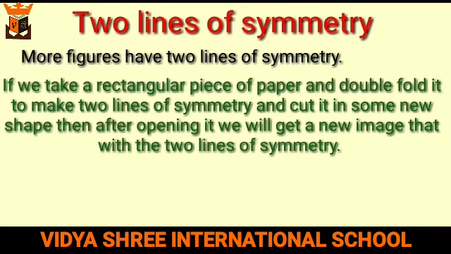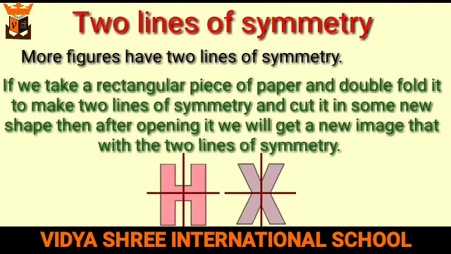If we take a rectangular piece of paper and double fold it to make two lines of symmetry and cut it in some new shape, then after opening it we will get a new image with two lines of symmetry.